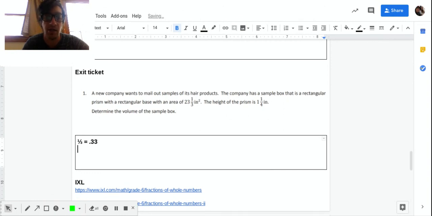Like I said in the last assignment, said at the beginning of this one, you can use a calculator. 1/4 is equal to 0.25. So type 1.25 in your calculator, multiply them, and that will give you the volume on the exit ticket.